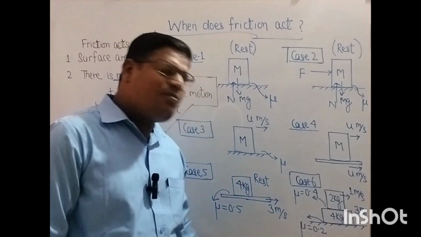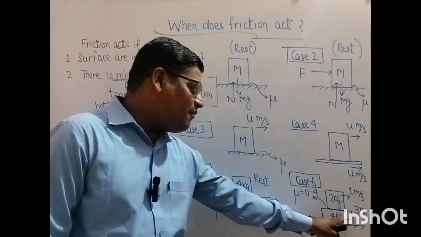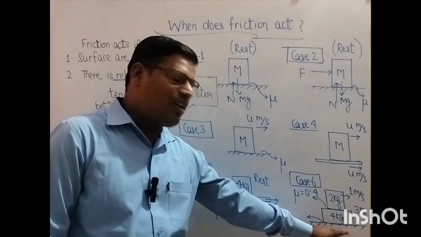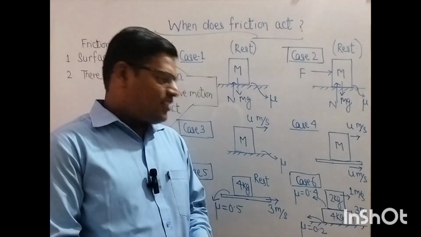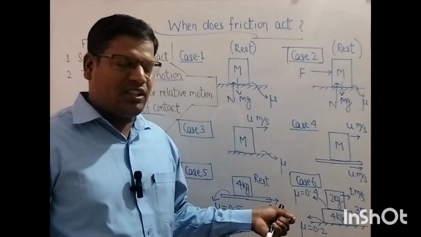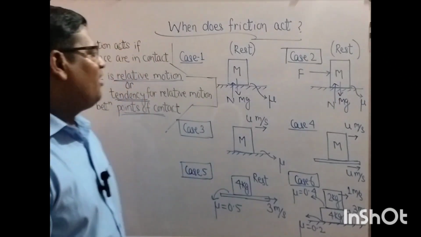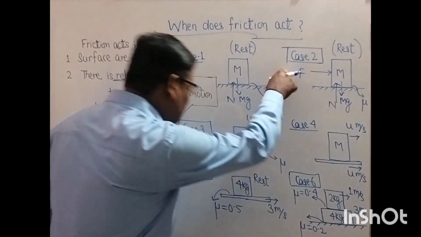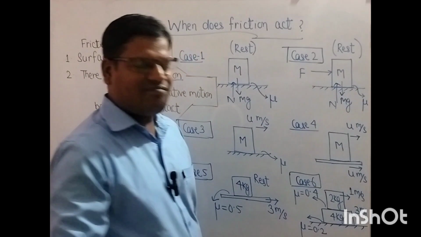Does friction act on 4 kg block? Yes. You see the 4 kg block is moving with some speed, so it is having relative motion with respect to ground as well as with respect to the 2 kg block. So the surfaces of 4 kg block, it is in contact with others and it is having relative motion. So friction is acting at this surface as well as at the surface of the 4 kg block. That means friction is acting in case 2, in case 3, in case 5 and in case 6.